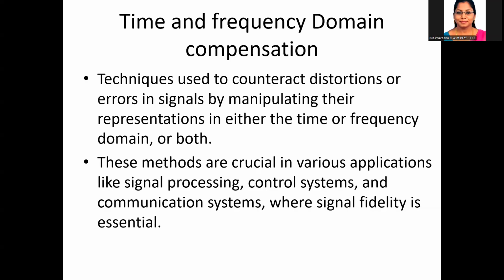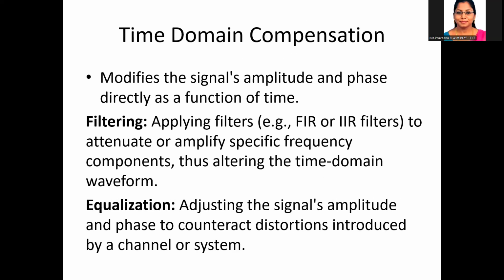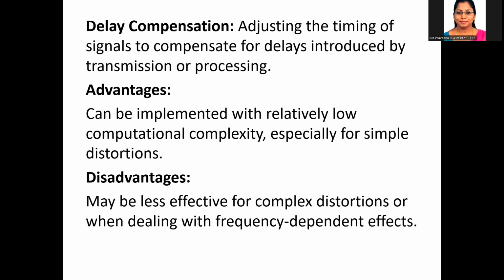Then, time and frequency domain compensation. These are compensation techniques or other methods used to reduce distortion, errors, or unwanted signals in the system. These techniques improve signal fidelity, that is, they improve the signal strength, stability, accuracy, and overall performance of the system. It is mainly used in communication systems and signal processing applications. These are the advantages and disadvantages.